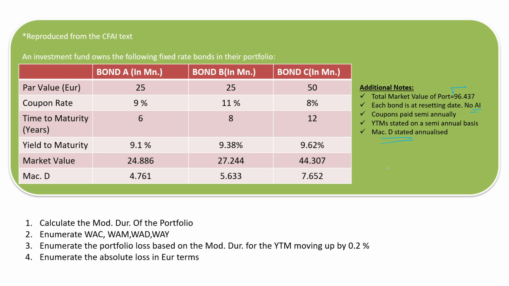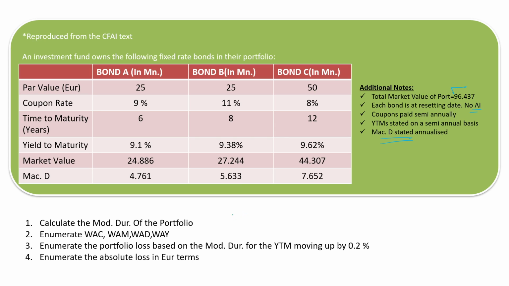So we need to calculate the modified duration of this portfolio first, and thereafter we have to enumerate the weighted average coupon, weighted average maturity, weighted average duration, and weighted average yield. The third question asks that if there is a yield change to the tune of 0.2%, what will be the loss the portfolio will suffer? It is to be found out in percentage terms as well as in absolute terms. So let us attack the problem one by one.